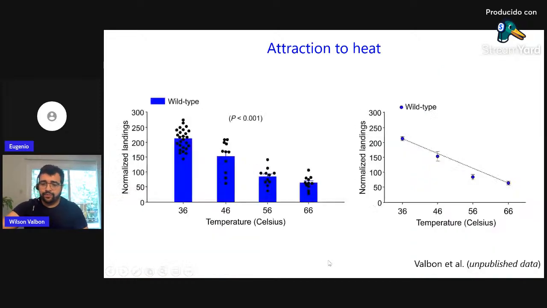So with that, I tried four different temperatures. You have the temperatures in Celsius, not Fahrenheit, and here in the y-axis you have the normalized number of landings. I recorded the mosquito behavior and I counted the number of landings. And here you have the wild type mosquito. Here you can see 36. Why did I start at 36, guys? Because 36 is the optimal temperature for mosquitoes, because it's very close to our temperature. The temperature of our body is around 36. Yes, they like this temperature, as you can see.